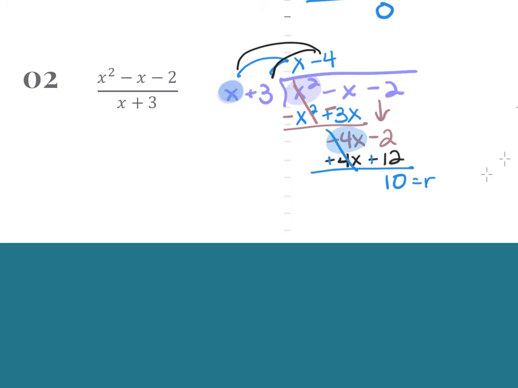All right, so now I write this as the quotient, which is x minus 4, plus my remainder, which is 10, over what I divided by, which is x plus 3. And this is the format of the answer.